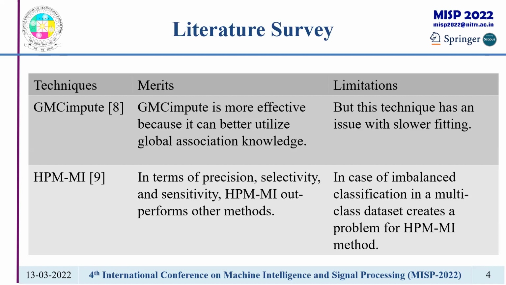But there is some limitation: this technique has an issue with slower fitting, because in global fitting, based on a global correlation data, the missing value is acquired from the entire data matrix. And HPMI, hybrid prediction model multiple imputation, in terms of precision, selectivity, and sensitivity, HPMI outperforms other methods. But imbalanced classification in a multi-class dataset creates a problem for HPMI methods.